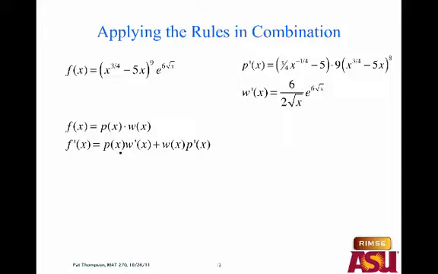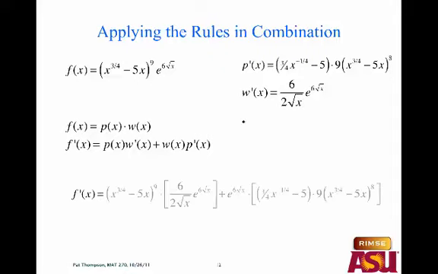We have p, the first function, times the rate of change of the second, plus the second times the rate of change of the first. So we have all the building blocks. You can just write it down there.